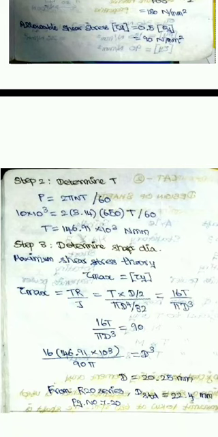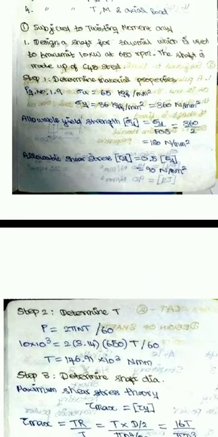Step 2 is to determine T. To determine T, we use the power formula where P equal to 2 pi NT by 60. In the question they give us that the transmitted power is 10 kilowatt. The 10 kilowatt we have to convert to watt, and N is given as 650 rpm. P equal to 2 pi NT by 60, where P is power, N is speed, T is torque. By substituting, we get the torque as 146.91 into 10 power 3 Newton mm. And the final step is to determine the shaft diameter.